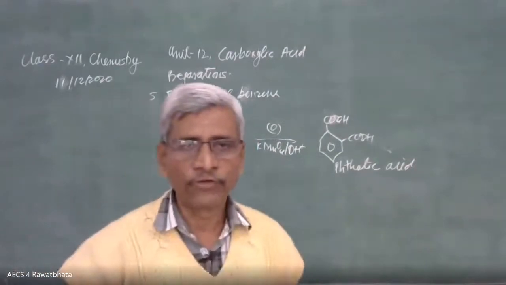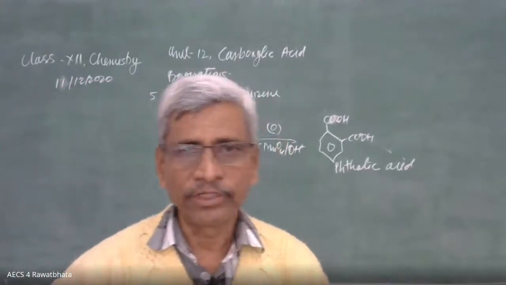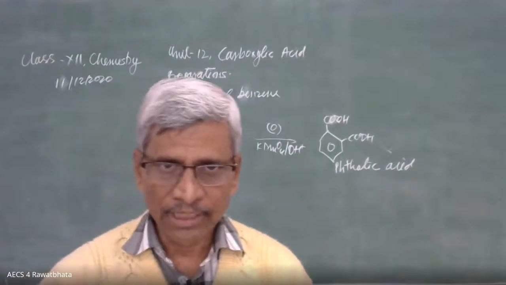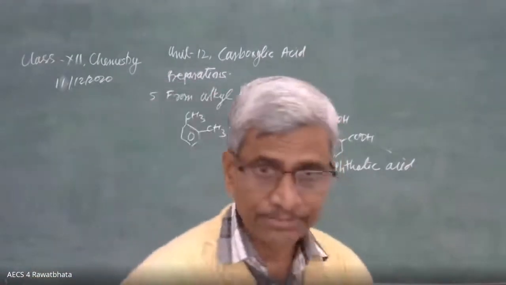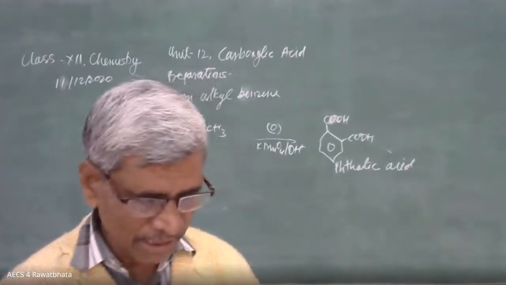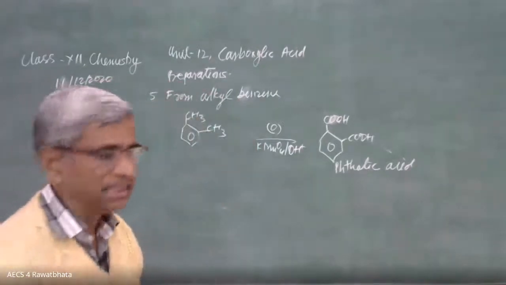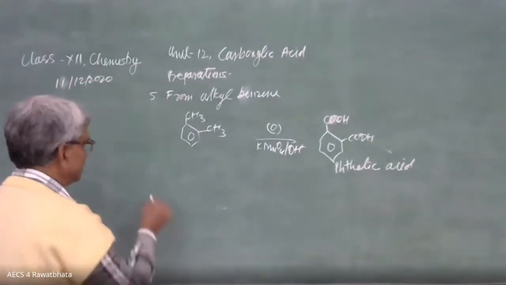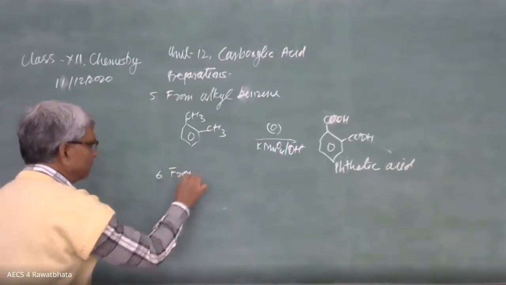Whatever the position of the alkyl group on the benzene ring, the same carbon is converted into carboxylic carbon, and we are getting a carboxylic acid of this type. So this is the method to prepare aromatic carboxylic acids. One more method is there. That is the 6th method, from alkenes.